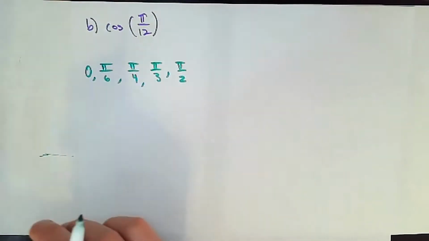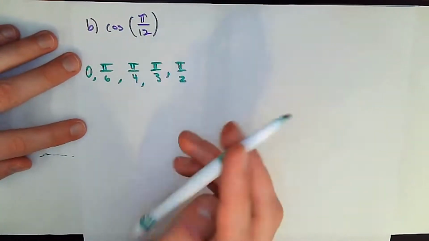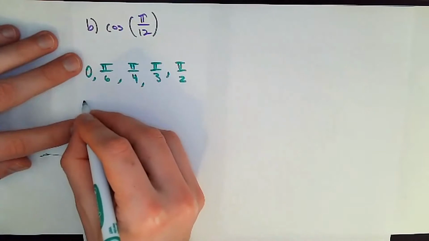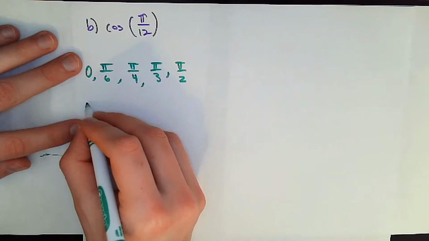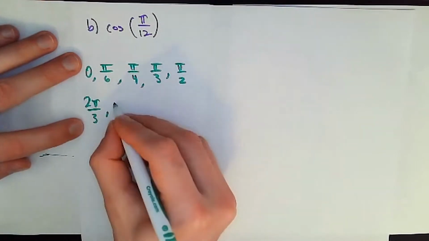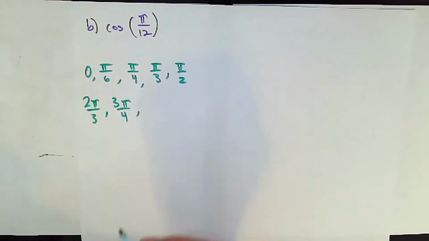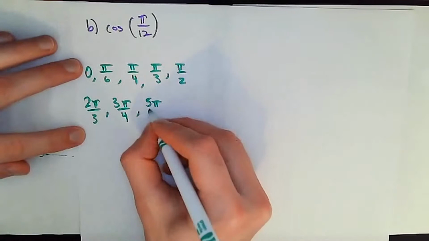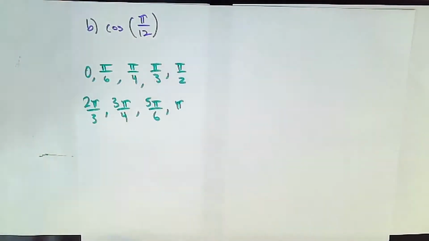Since I did the first two quadrants for the previous one, I'll write them down here as well. So past pi on 2, we're going to have 2 pi on 3, and then 3 pi on 4. Oh, excuse me. And then 5 pi on 6, and then pi. All right. Need to find some combination of these that gives me pi on 12.